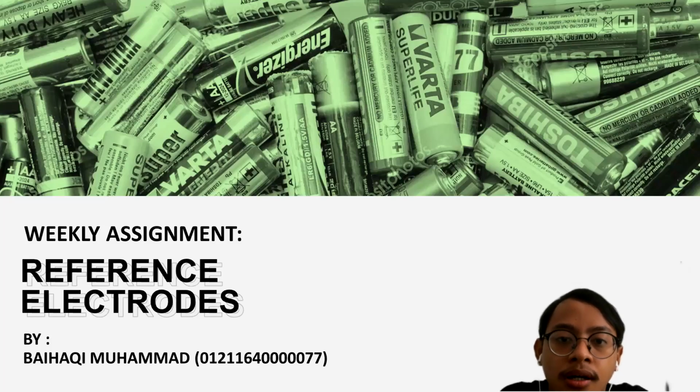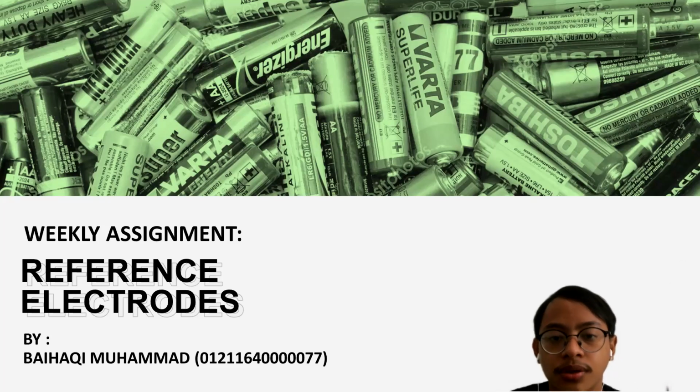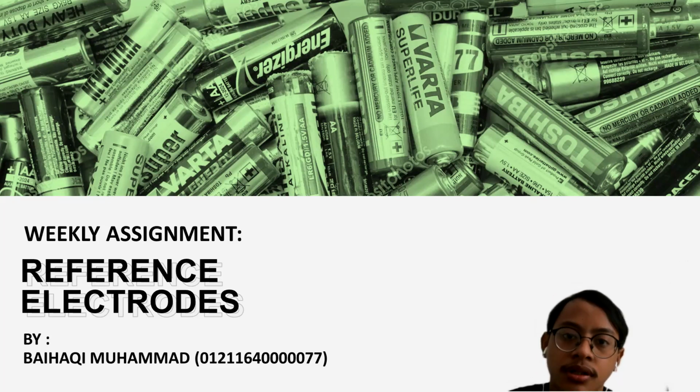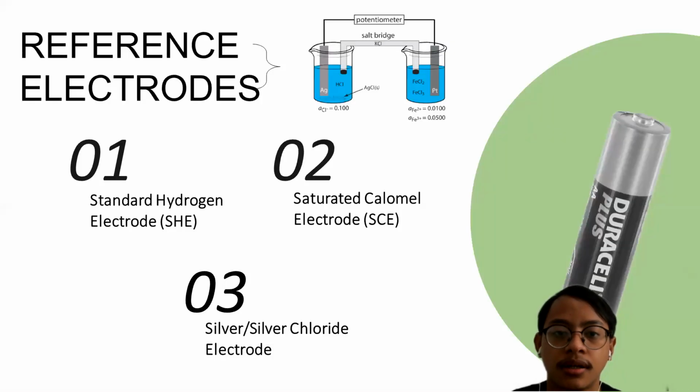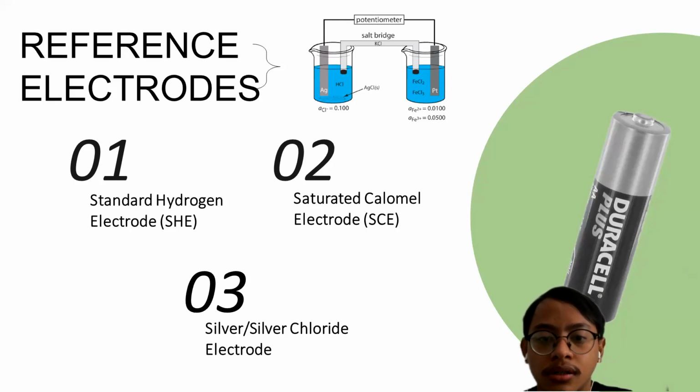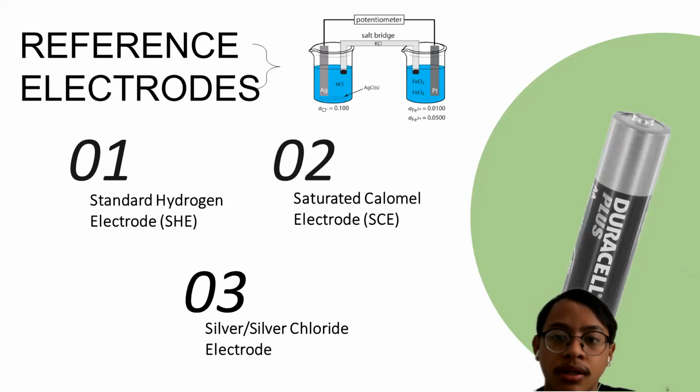Well, hello. In this video, I would like to give a presentation about the reference electrode. It is one of the most important parts of the electrochemical methods, especially in potentiometry. Let's check this out. The reference electrode, as we know, is one of the parts of the electrochemical method, especially in potentiometry.